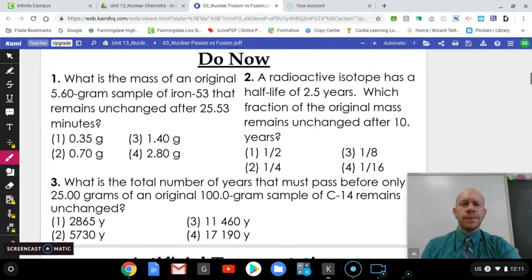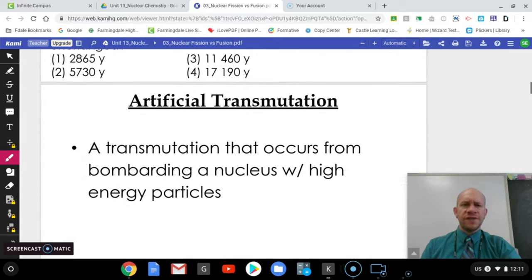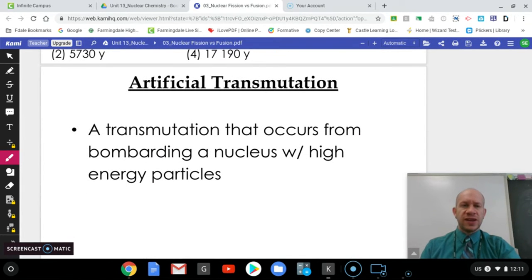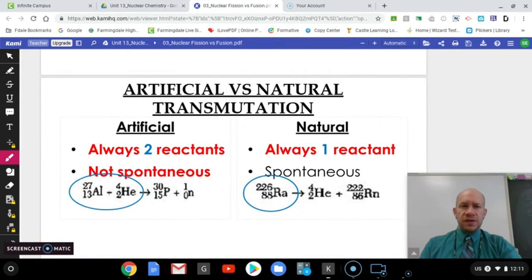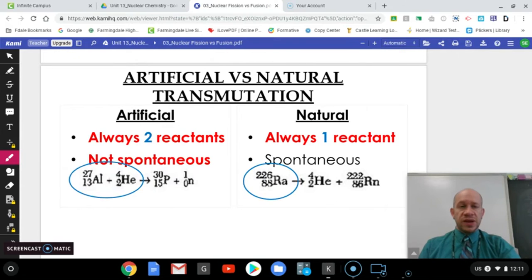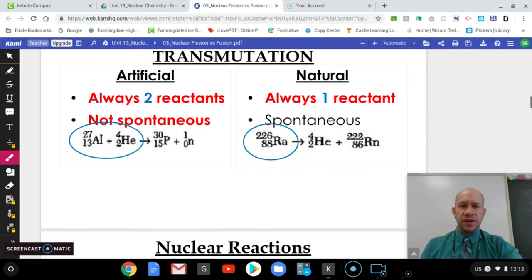Do now. So, artificial transmutation is defined as a transmutation that occurs from bombarding a nucleus with high energy particles. The difference between artificial and natural transmutation are these two things. Artificial always has two reactants and it's considered non spontaneous. It doesn't happen by itself. Natural transmutation always has one reactant and it's spontaneous. It will happen by itself without the input of energy.